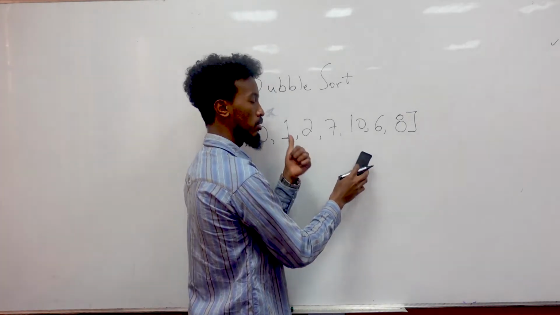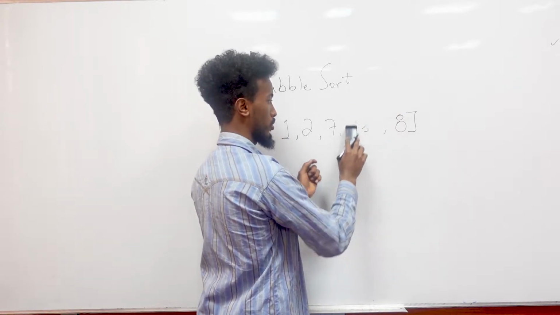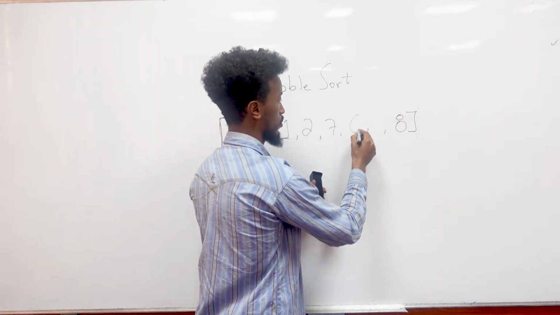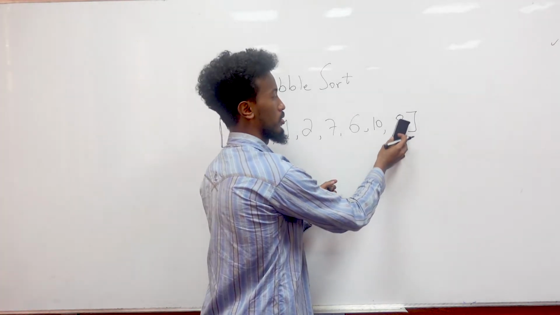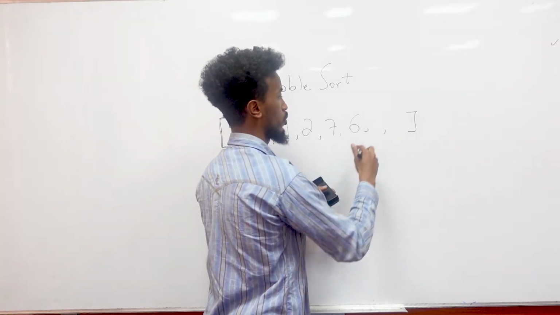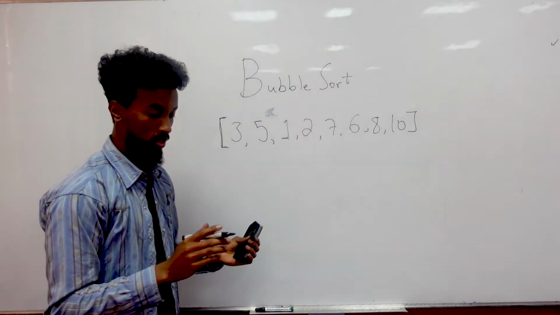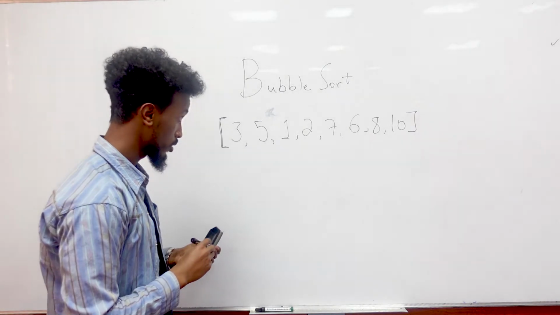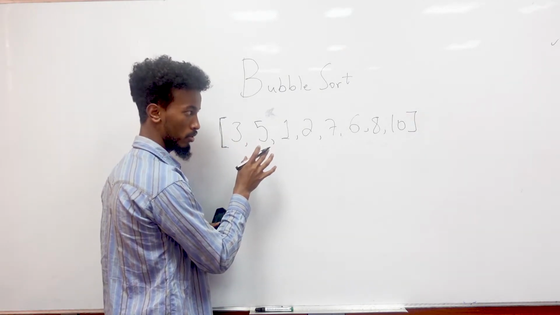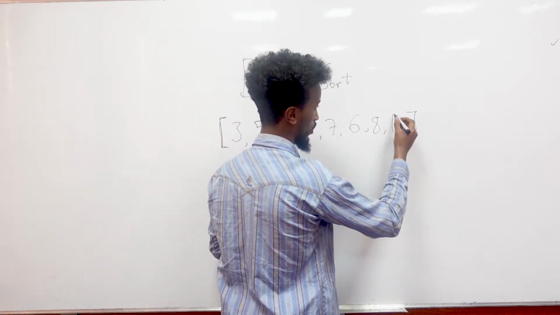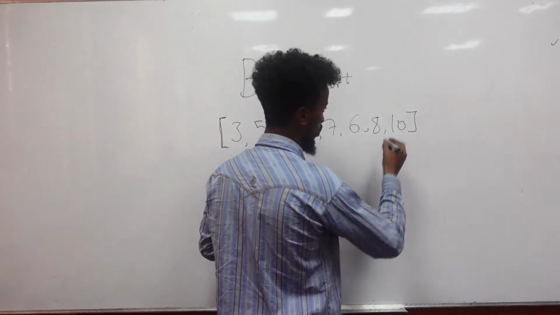7 and 10, they are okay. 10 and 6, they are not okay, so we should swap them. 10 and 8, they are not okay, so we should swap them. Finally, we have done one iteration. And in bubble sort, after one iteration, we move the largest element into the last position, which is 10. So this part is sorted.